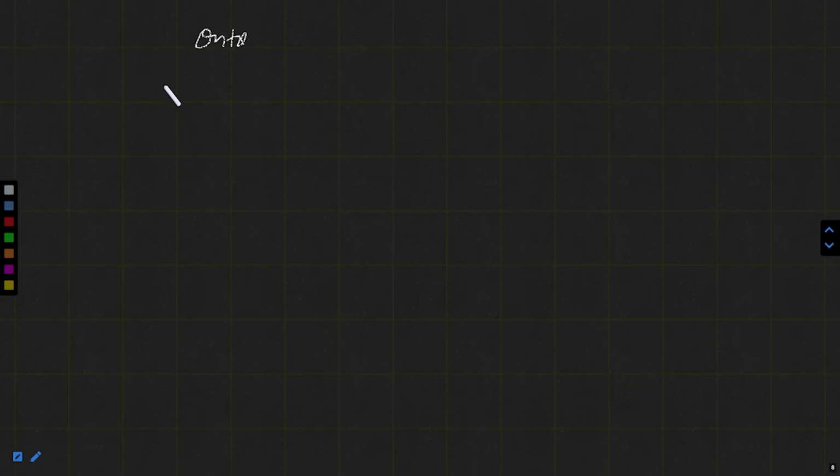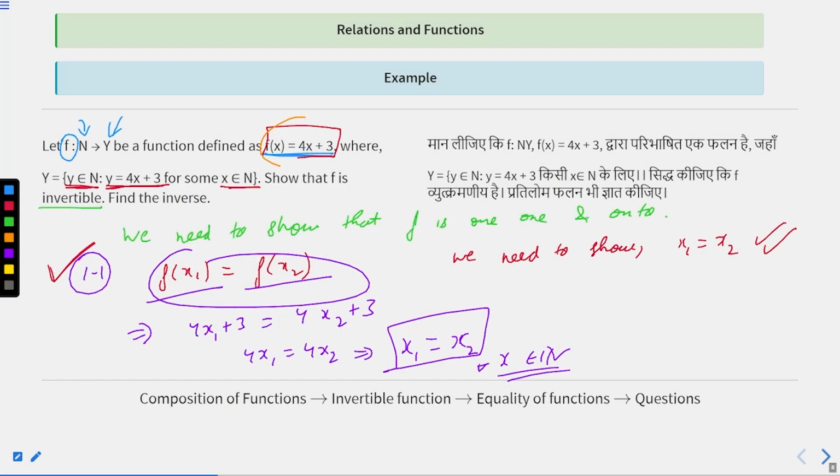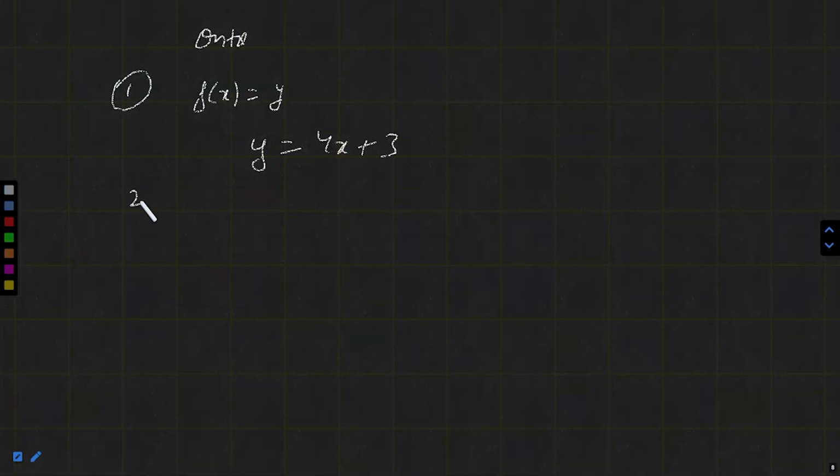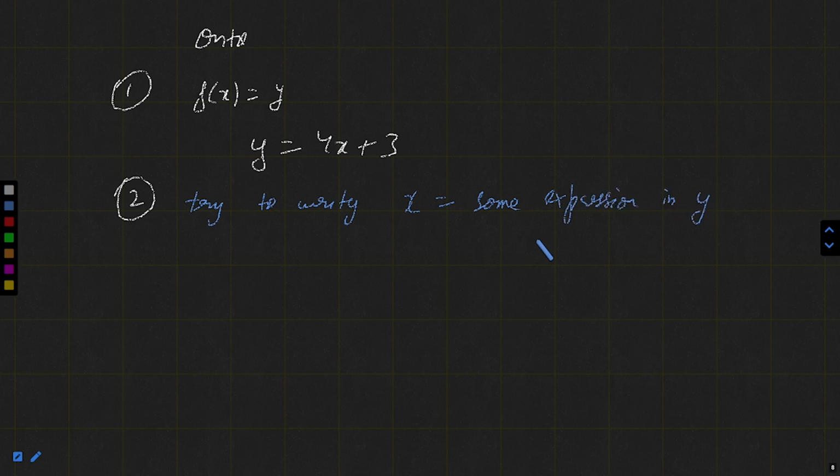In order to show onto, we will start by taking f(x) = y, then putting a y in place of f(x). What you will get? 4x plus 3. Yes, so 4x plus 3, and then what we will try next is to write x as some expression in y. Let's do it.